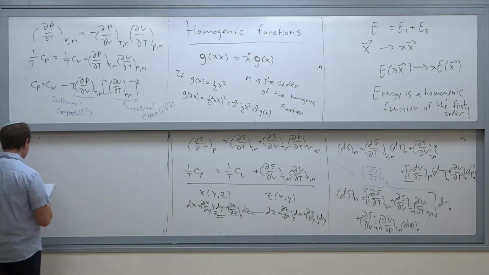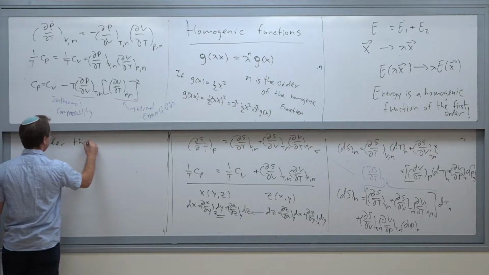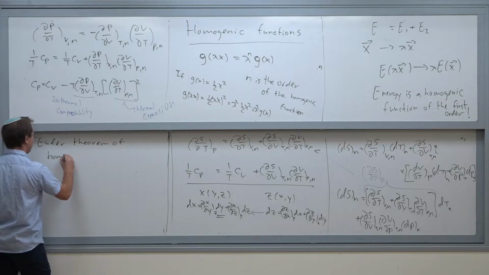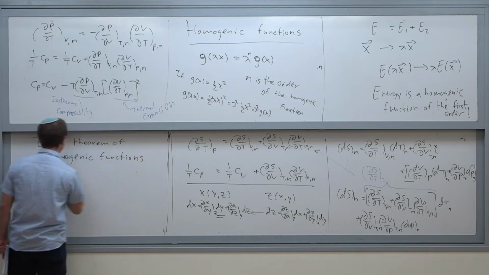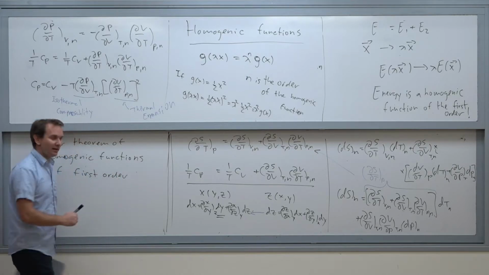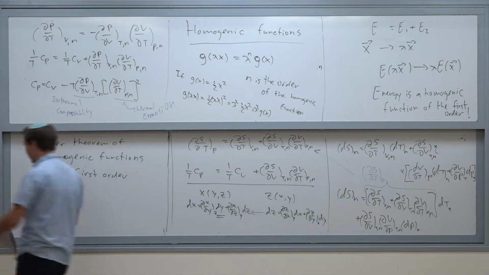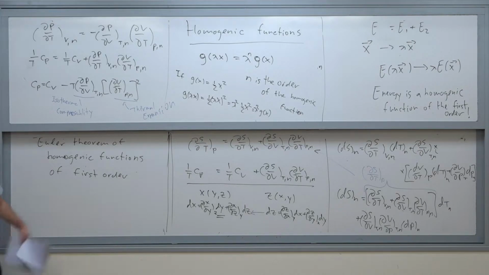So the theorem for homogenic functions of first order, or Euler theorem of homogenic functions of first order. Luckily for us, all our energies, or all our functions of state, are homogenic functions of the first order. So how does this theorem go? Let's use this board over here.